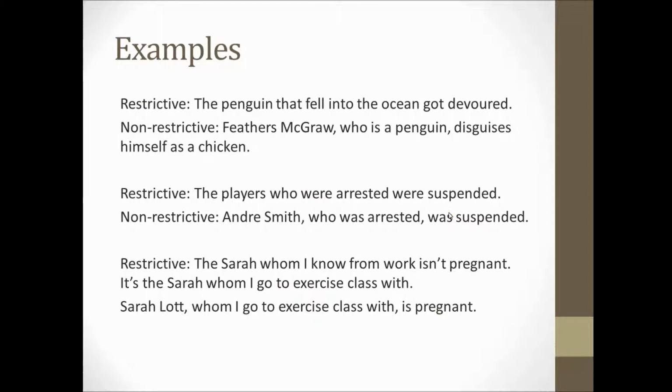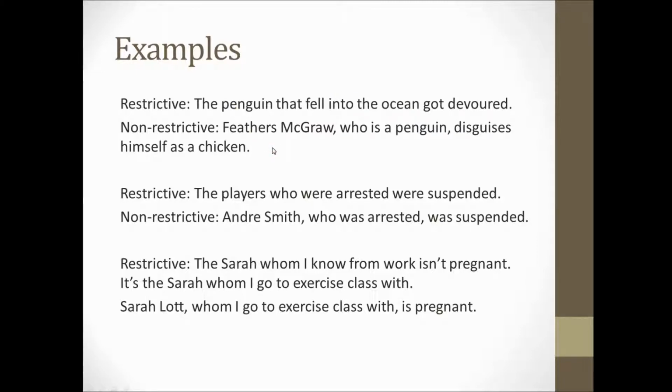Here, in the first two pairs of sentences, the sentence with the restrictive clause would be: the penguin that fell into the ocean got devoured. Which penguin got devoured? The one that fell into the ocean. So that phrase, that clause, identifies which penguin we're talking about.